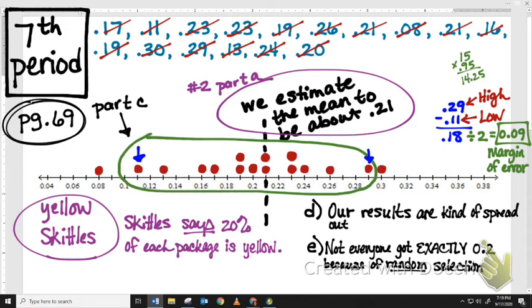Most of the time, as our sample size gets bigger, our data becomes more clustered around the true population proportion, and usually the margin of error will shrink down, because you usually don't have to grab as far out to get 95% of your data. Is that true 100% of the time? No. But most of the time, as your sample sizes increase, your margin of error will decrease.